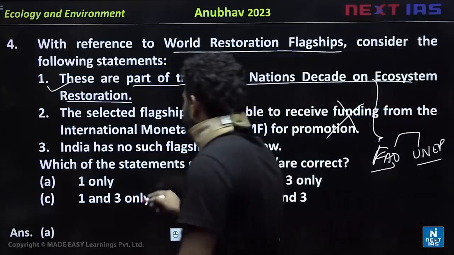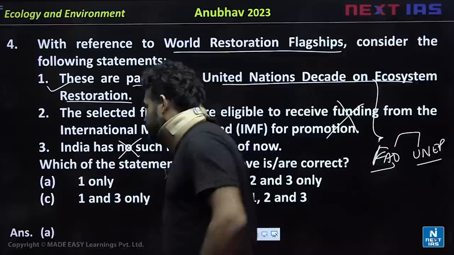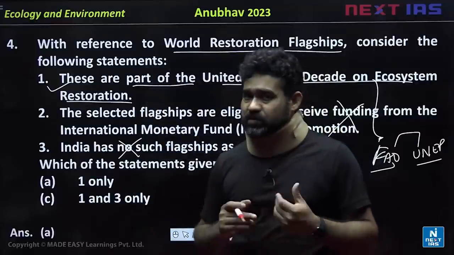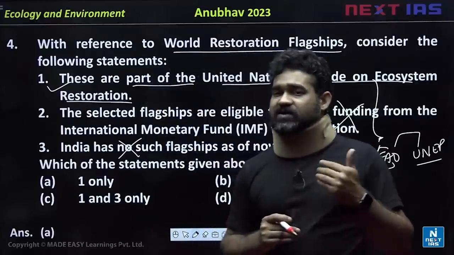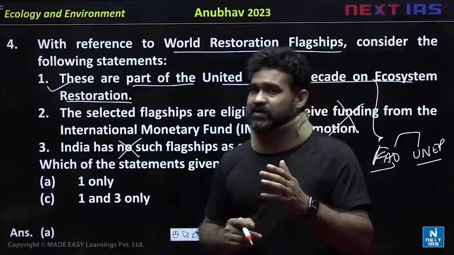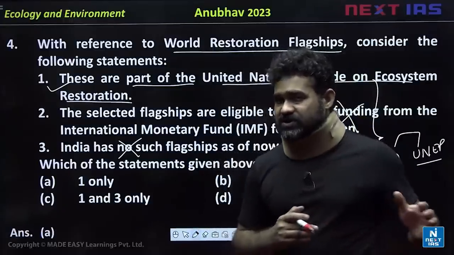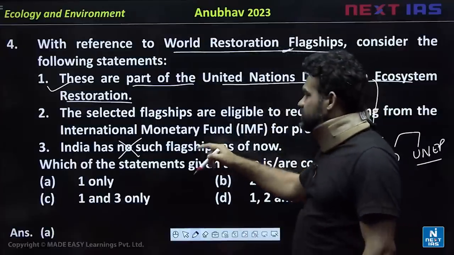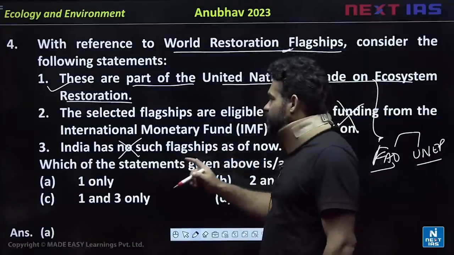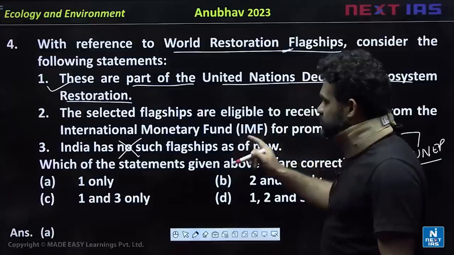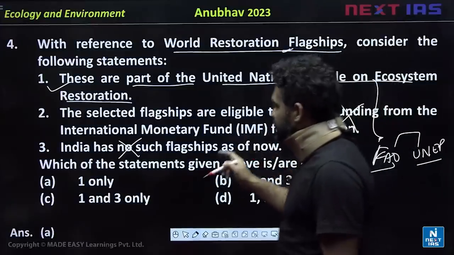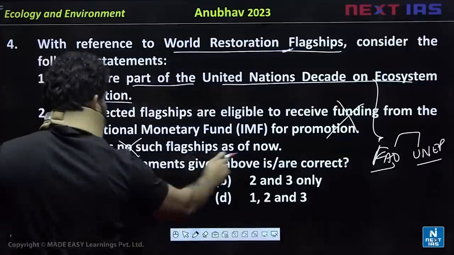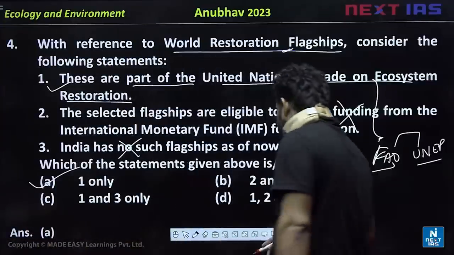India has no such flagship as of now. Wrong. Out of the 10 which were selected, one belongs to India, that is the Ganga Rejuvenation Program. So under Namami Gange, with respect to the Ganga Rejuvenation, that initiative is one of the flagships from India. So India has no such flagships as of now, wrong. This IMF statement is wrong. So 2 and 3 are wrong. Only one is correct. Answer would be A. That is one only.